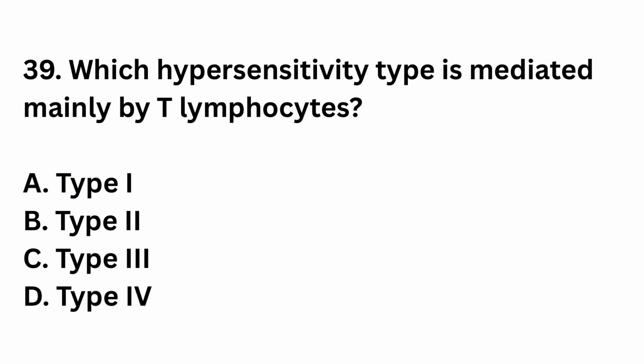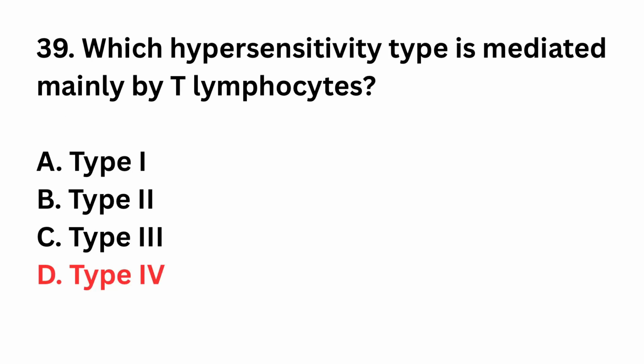Question number 39. Which hypersensitivity type is mediated mainly by T lymphocytes? Type 1, Type 2, Type 3, Type 4. The right answer is option D, Type 4. It is delayed and antibody independent. T cells release inflammatory cytokines.